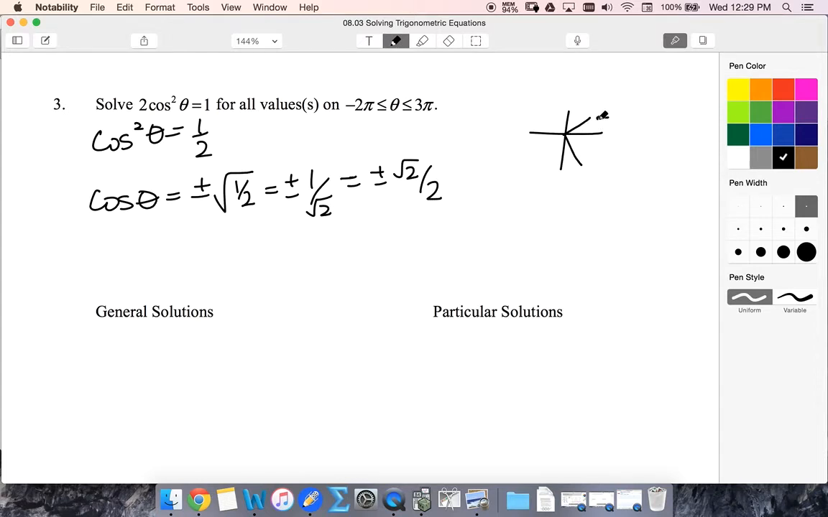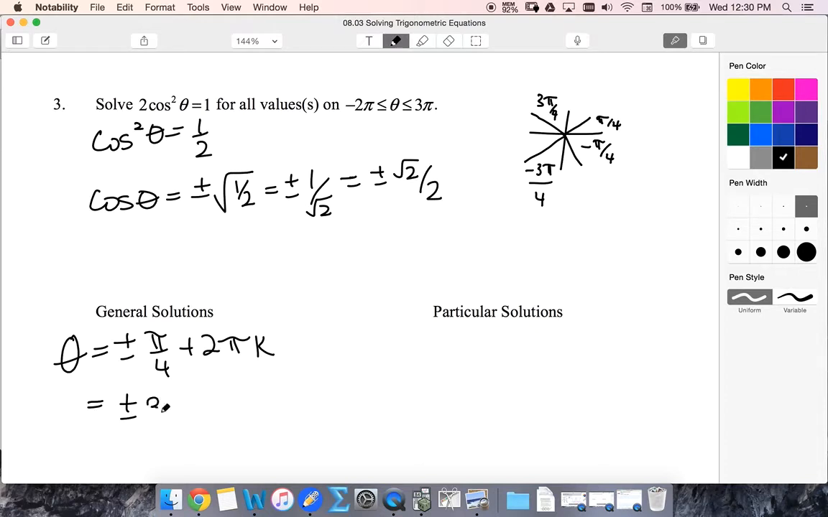My reference angle is pi over 4, so this one's negative pi over 4, or here, which is 3 pi over 4, and here I could call negative 3 pi over 4, or I could think of that as 5 pi over 4, either one, because all of them are different values and I'm going to be adding 2 pi to them to find my general solutions. So I could say theta is plus or minus pi over 4 plus 2 pi k, or plus or minus 3 pi over 4 plus 2 pi k.